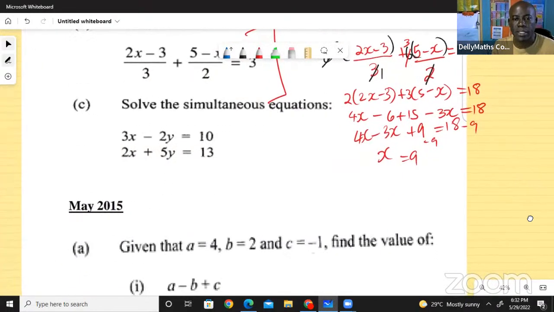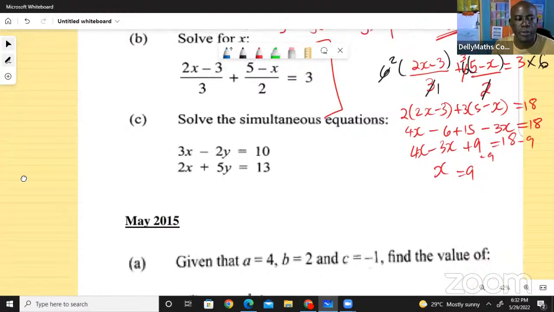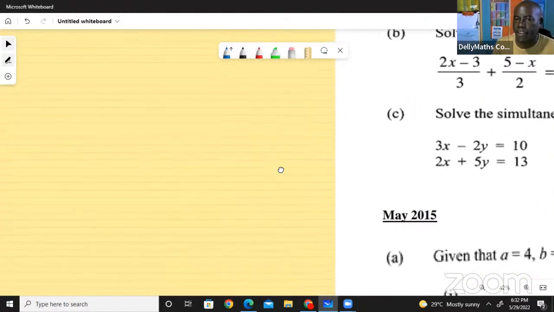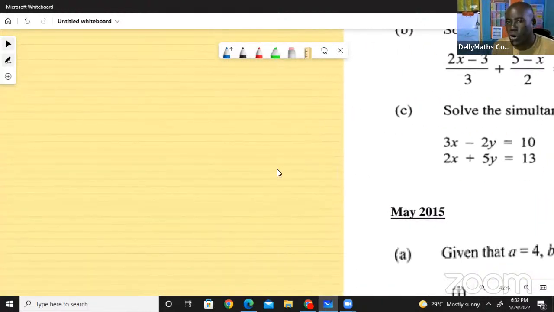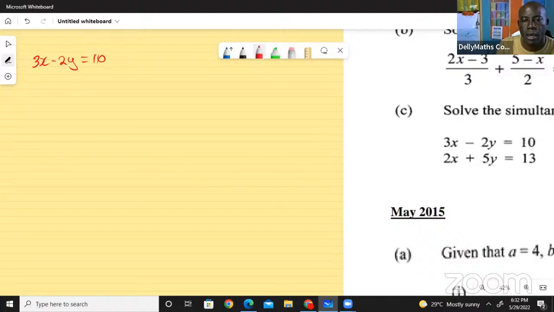All right, let's look at this simultaneous equation here. We're going left and right here, so we can have some space. So I'm going to write my simultaneous up top here. It says 3x minus 2y, and this is equal to 10. And then we have 2x plus 5y, which is equal to 13. So this is situation 1, situation 2.